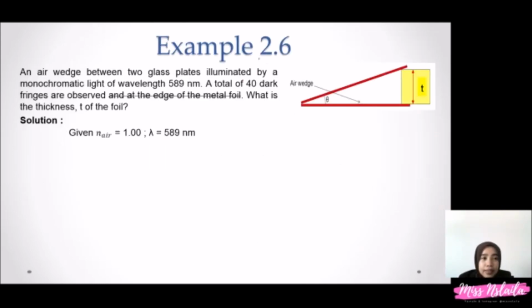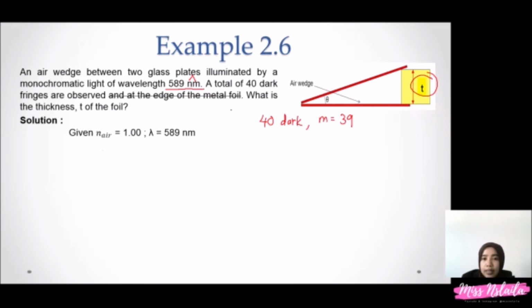Example 2.6. An air wedge between two glass plates is illuminated by a monochromatic light of wavelength 589 nanometer. A total of 40 dark fringes are observed. What is the thickness t of the foil? So we want to find t. A total of 40 dark fringes means m will be equal to 39, because for the first dark fringe, m equal to 0. So for 40 dark fringes, m will be equal to 39.